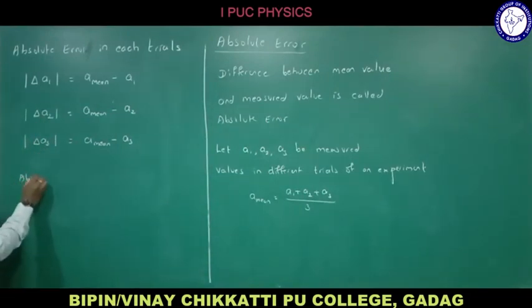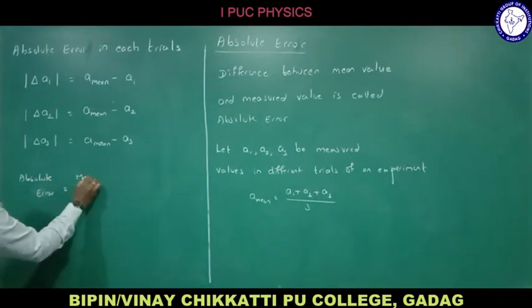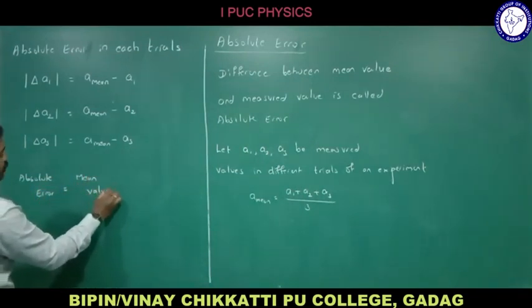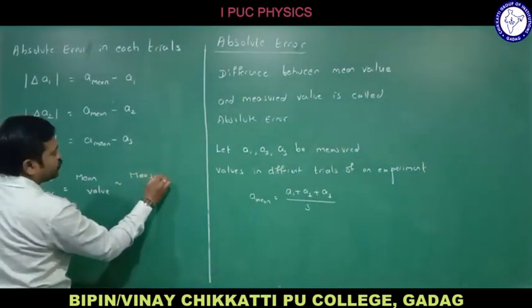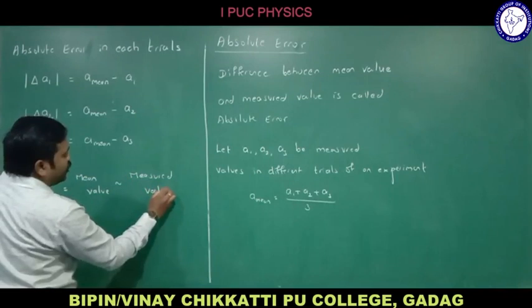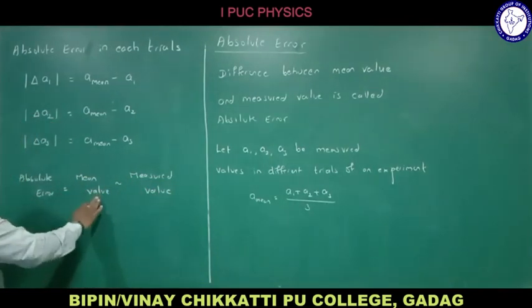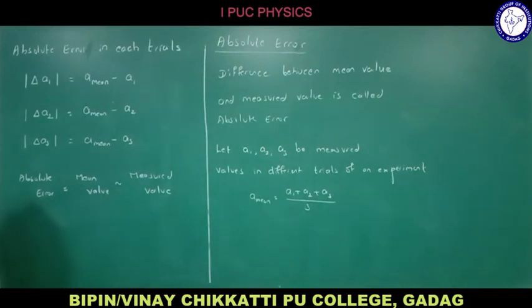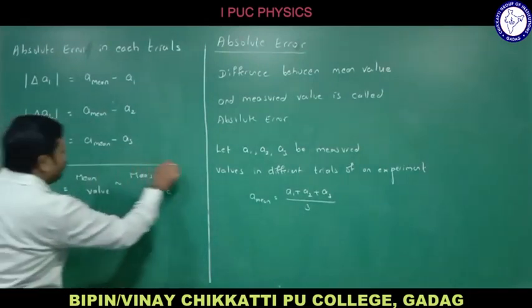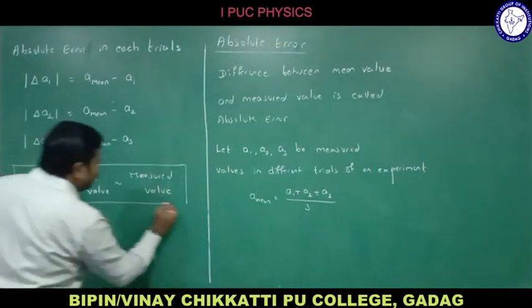Let me take it like this: absolute error. If I want to calculate absolute error, it is the difference between mean value and measured value. What is the meaning of difference? You can do mean value minus measured value, or measured value minus mean value, greater minus less. Otherwise, you take the modulus, so that will give you the absolute error, right?